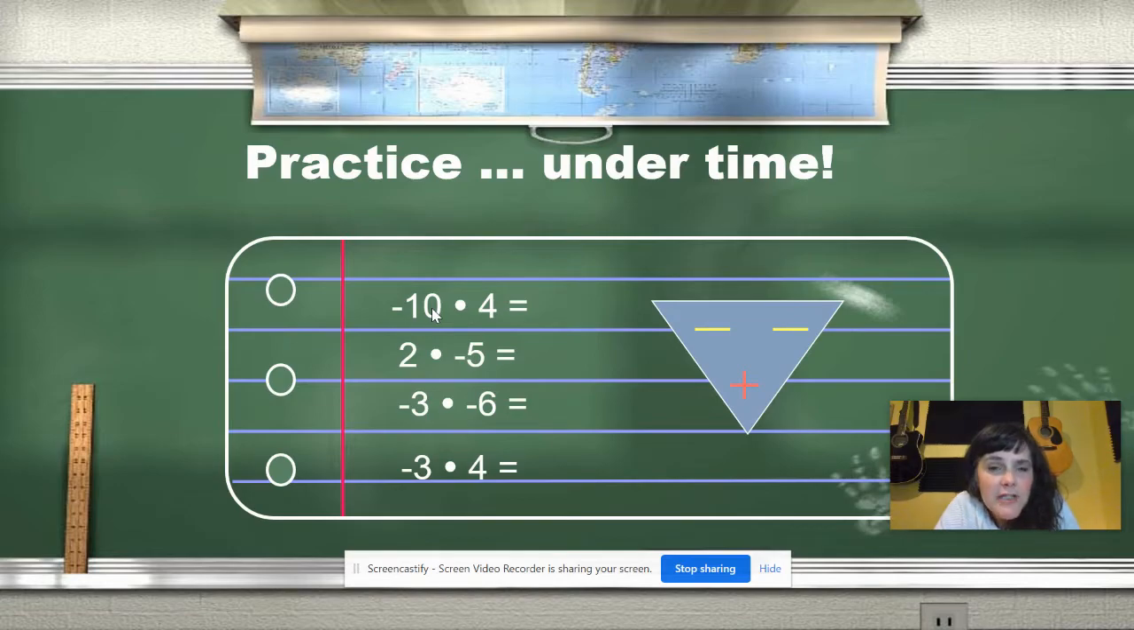Okay, so if we look at the second one, it says positive 2 times negative 5. So a positive and a negative equal a negative, right? So the answer is negative 10. The next one is negative 3 times negative 6. A negative times a negative is a positive. Those signs are the same, so the answer is positive. So negative 3 times negative 6 is positive 18. Last one, negative 3 times 4. They're different signs, so that answer is going to be negative. Negative 3 times 4 is negative 12.